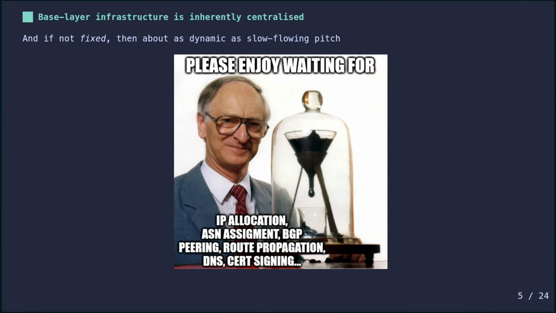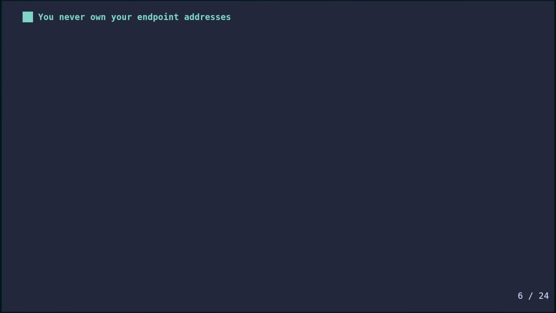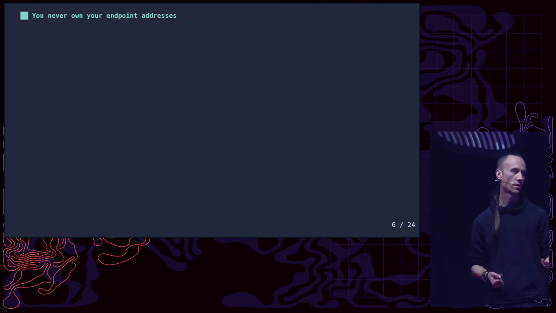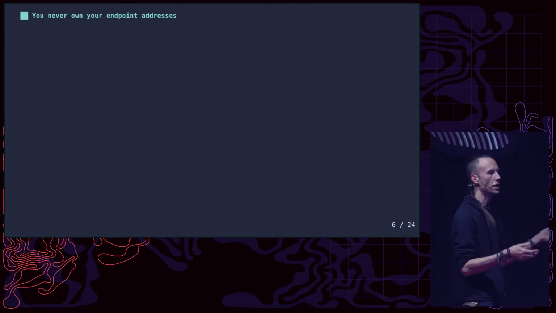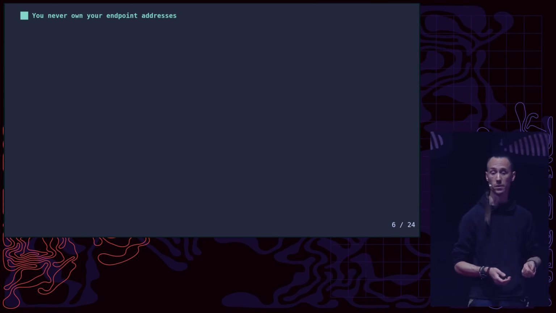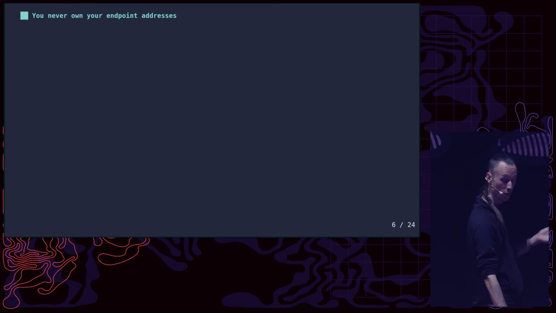So if the current base layer infrastructure is not fixed, it's at least about as dynamic as slow-flowing tar. So it's very difficult to change addresses and change topologies and topographies of networks once they do exist. But ideally, we want to be able to just create endpoint addresses that are globally reachable, and we want them to become reachable in a few minutes instead of days or weeks. And this leads to another strange situation, which is that you never really own your endpoint addresses. You might be able to gain access to them, but they're not yours. They can be taken away, and they can be blocked quite easily as well, because routing to them requires that everyone along the path agrees that they should be routable and you should actually be able to be reached.